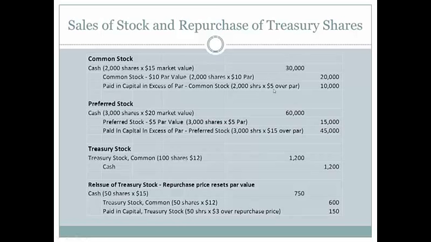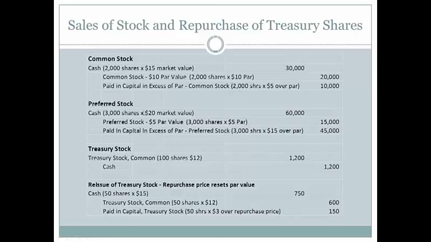2,000 shares at $5 would be $10,000. Alternatively, you can look at it as 2,000 shares at the market value as of the date of the sale, $30,000, then the 2,000 at $10 par, $20,000, and then the $10,000 will be the difference. But in order to prove that, I've shown you the calculation.